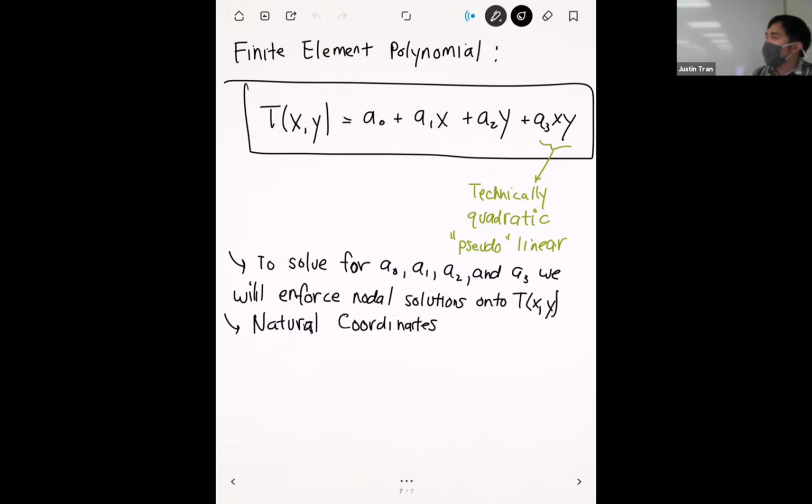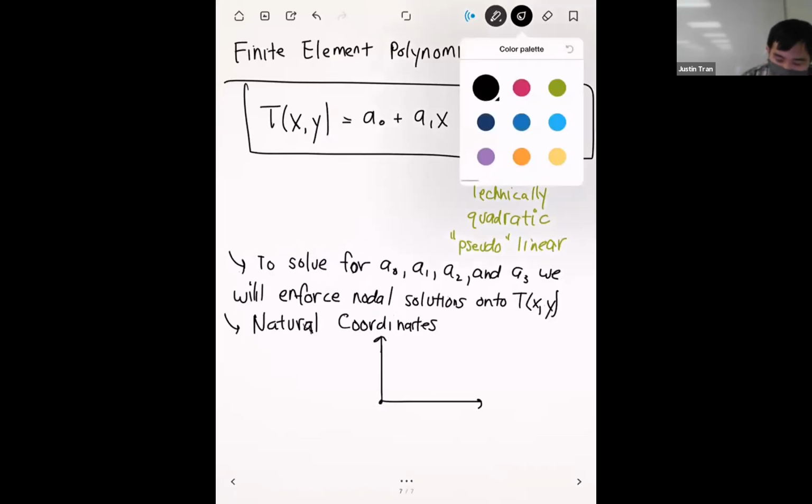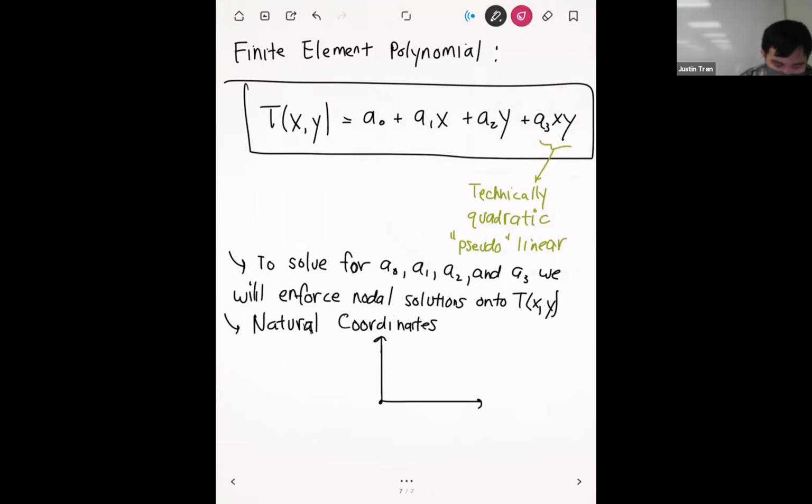And so what's typically done for 2D and 3D elements, when things start to get messy, is that they map everything onto what's called the natural coordinates. And so for a quadrilateral, it looks something like this. Here is the origin, and so that's going to be 0, 0. And then the rectangle is drawn around the origin.